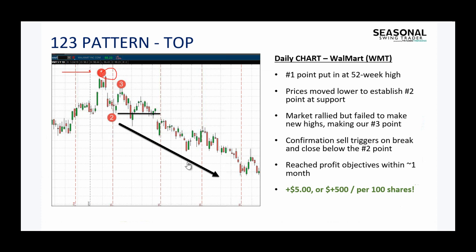So we have our count. We identified this 1, 2, 3 top. We know days, if not weeks in advance, what? We have our complete game plan. We're looking to get short on breaks or closes below the number 2. We know our risk is going above the high of the 1. We know our target is the distance between the high of the 1 measured down to the low of the 2 measured down, which is about $5 in this example.